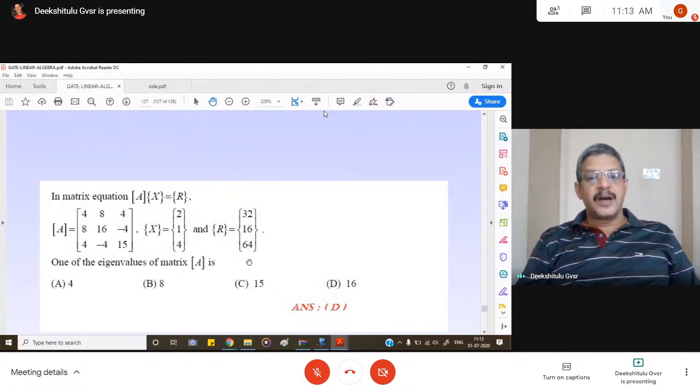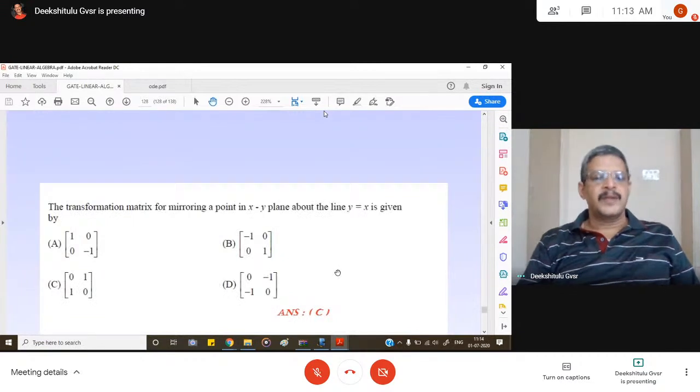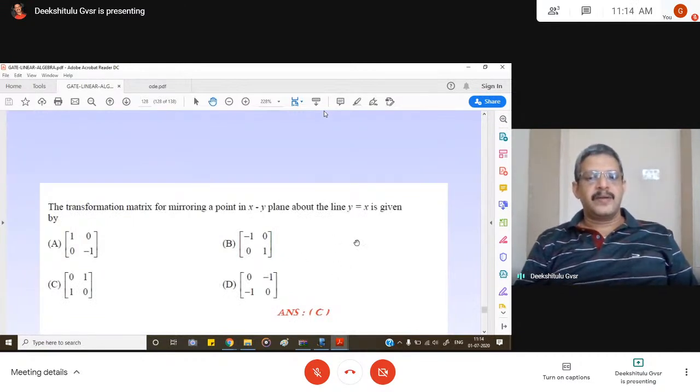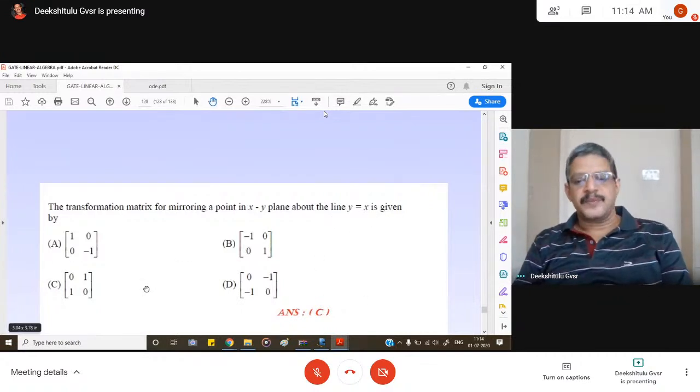If you can write this R as lambda times 2, 1, 4. So this is 2, 1, 4, this is 32, 16, 64. Let us say 16 2s are 32, 16 1s are 16, 16 4s are 64. So from this R you can take 16 common, then it becomes 2, 1, 4. So this Ax is equal to 16 times x. So what is the eigenvalue? 16.